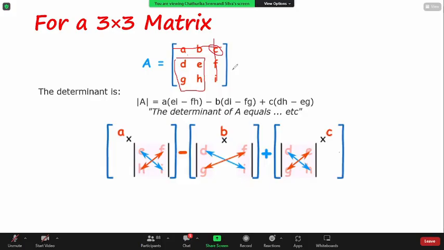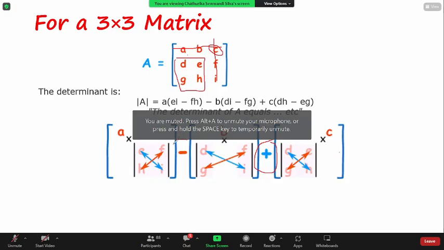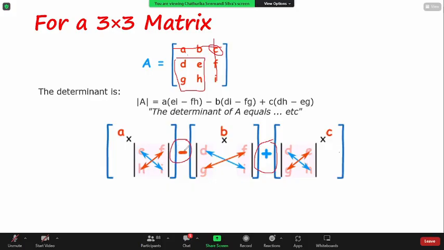So the next important thing is, how to determine these signs? The sign between the first two terms is minus, and between the next two terms is plus. But this is not the case for all rows and columns. Assume that you are going to calculate the determinant with respect to the second row. Then this is not minus, this is not plus. Based on the row or column that you select to find the determinant, these signs will definitely change.